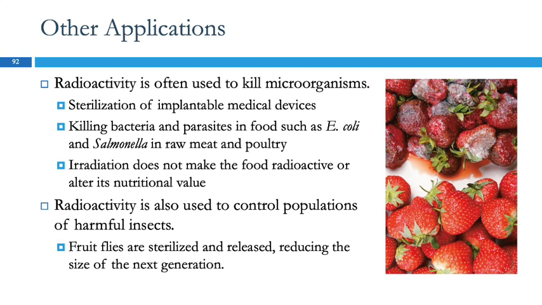We can also use radioactivity to control populations of harmful insects. One technique is to sterilize fruit flies and release them into the field. And so the sterilized fruit flies are going to mate with the other fruit flies who have no idea that they're mating with a sterile partner, and then they can't make any more babies. So it's like, okay, let's keep all these fruit flies busy mating with sterilized fruit flies, and then we can knock down their population. Any other questions?